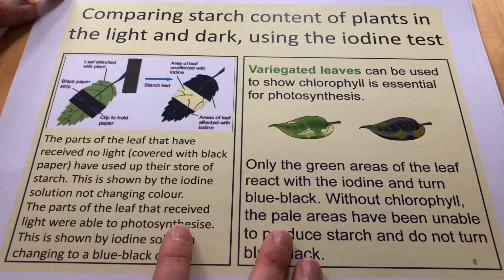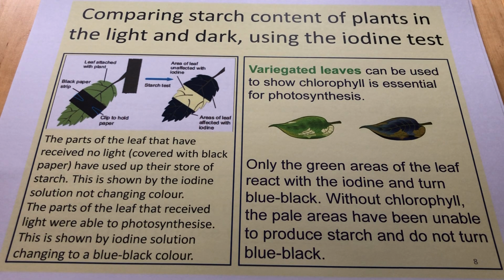Okay, we had another practical that wasn't a required practical, but this was looking at starch in the leaf. So we know that photosynthesis produces glucose. Any excess glucose can be stored as starch. And we know that iodine solution can be used to test for starch.